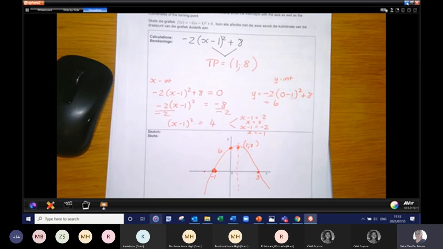Now, the equation of the graph we have. That's the equation of the graph.